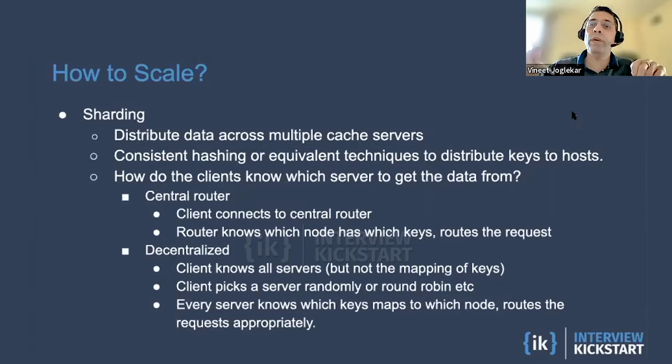So instead of knowing which key belongs where, the client will just know which all servers are there, and it will just randomly send requests to either of the servers. The servers will have to have some kind of mapping to say, do I have the key or somebody else, and then route the request appropriately. So that way there is a separation of that.